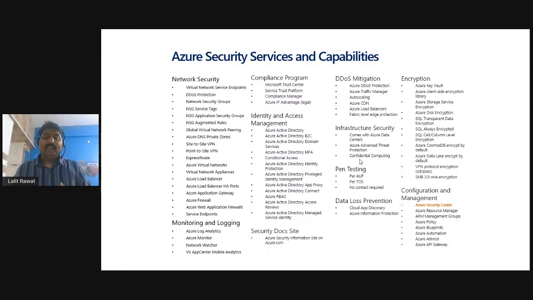And then if you want to secure your API management and REST API related solutions, there are Azure API Management and the Azure API Management gateway. Basically, it comes under API management.